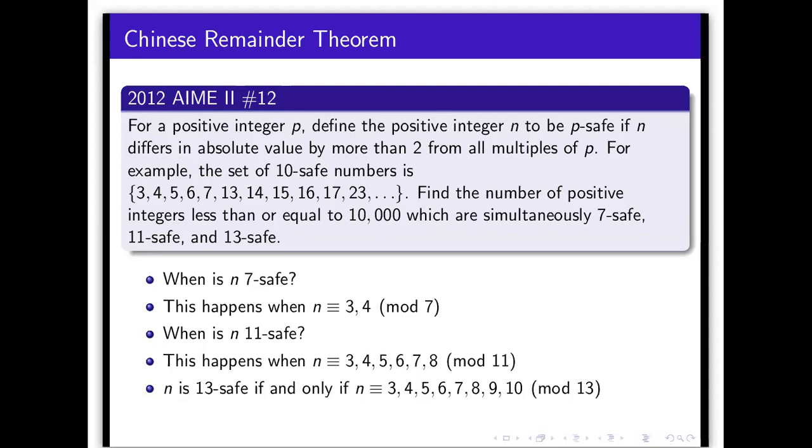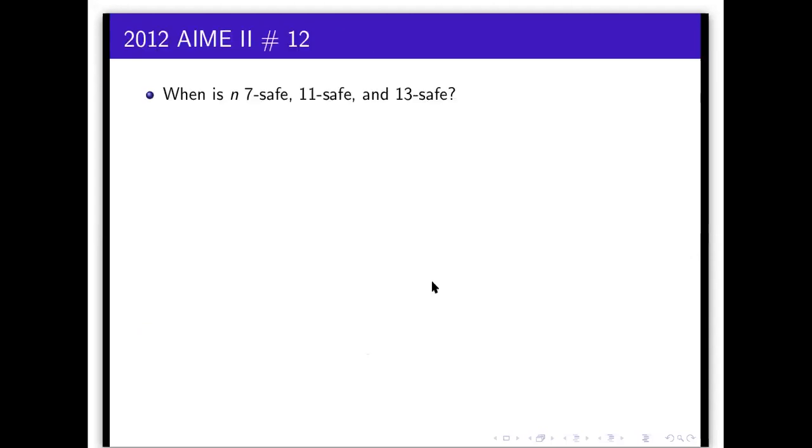Okay, let's move on. So we've now found individually when n is 7 safe, 11 safe, and 13 safe. But our condition is that n has to be safe modulo all of these integers simultaneously. So what can we do?